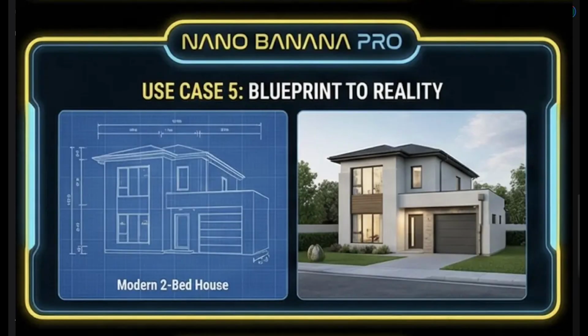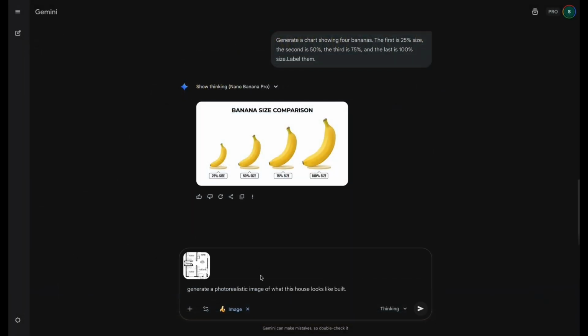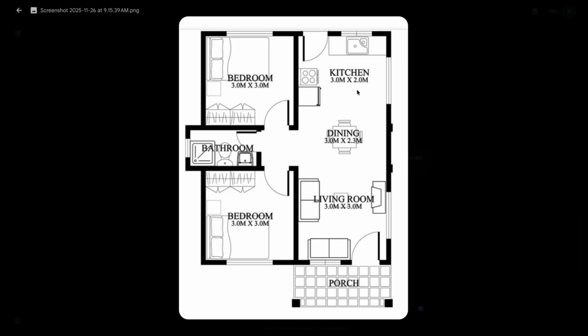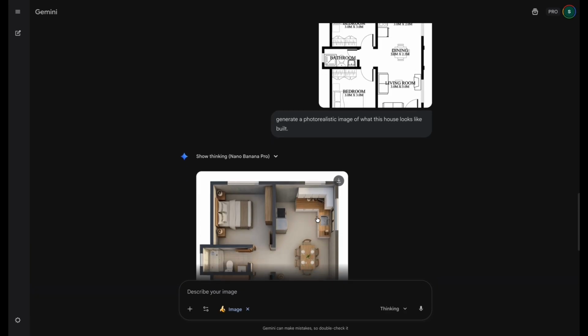Speaking about architectural scaling, our use case 5 is technical blueprints to reality. What we're doing here is I attached a blueprint of a 2-bed 2-bath apartment and I'm asking for a photorealistic image of what this house looks like built. As you can see, it has a kitchen, 2 bedrooms, dining, living room, bathroom and a porch.